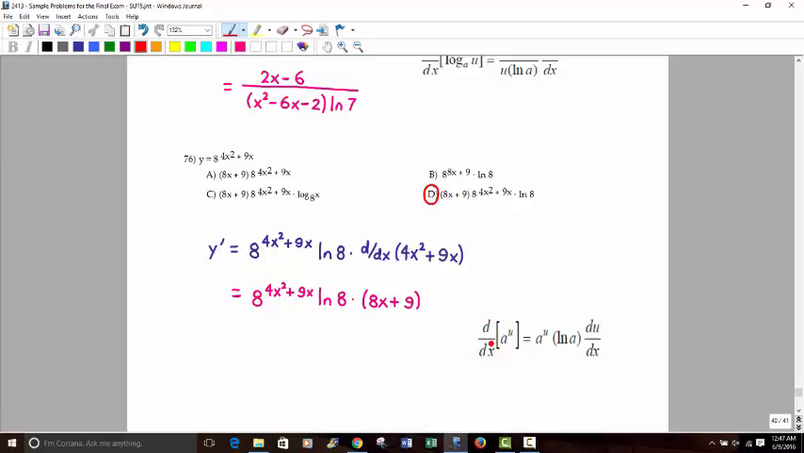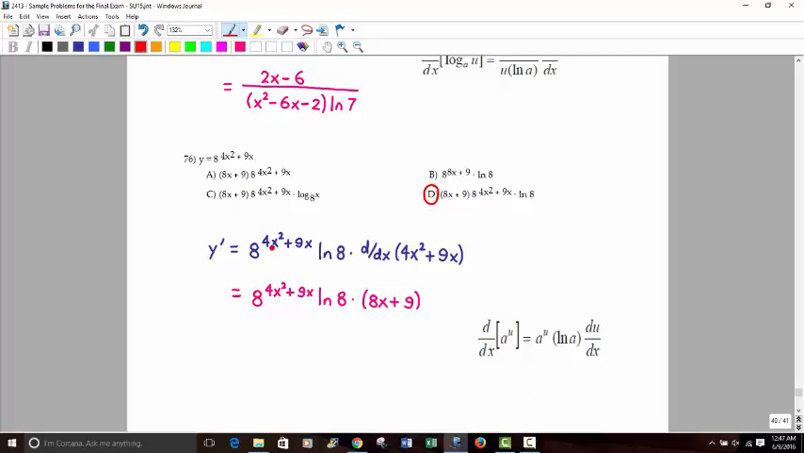Once again, because if you let e be there, ln of e is 1, you would just have e to the u du, e to the u du dx. So that formula works for all numerical bases. And so we follow this formula.